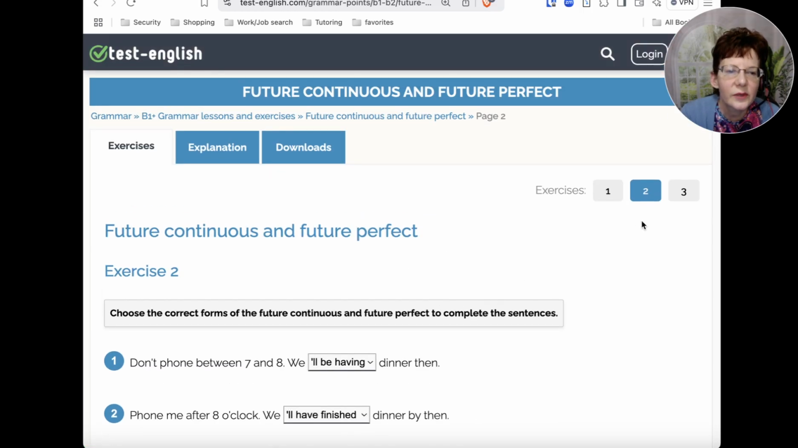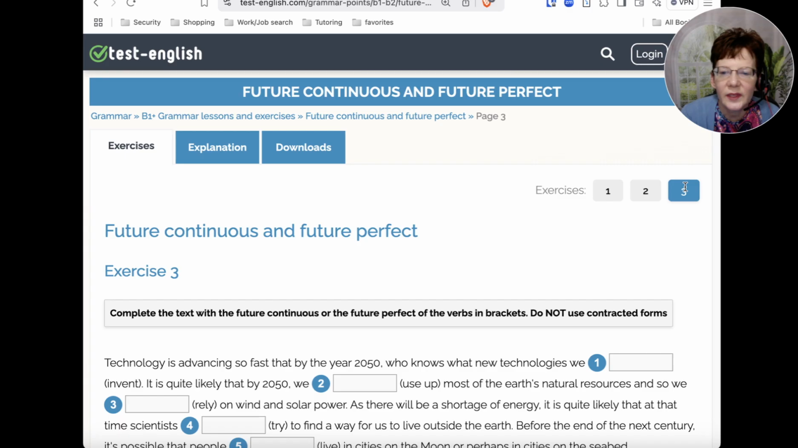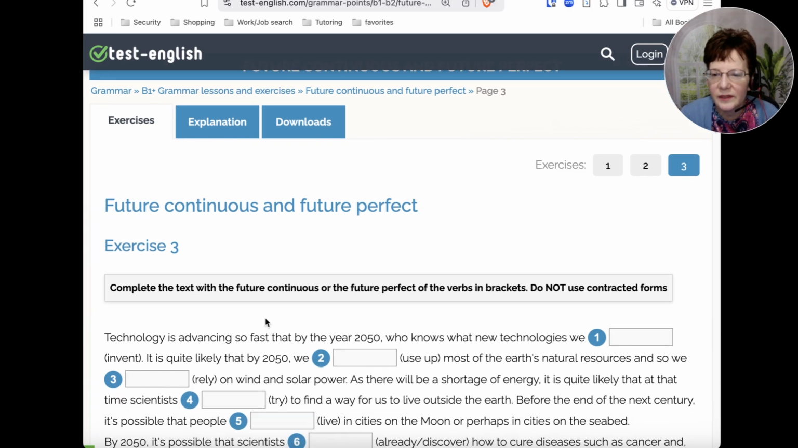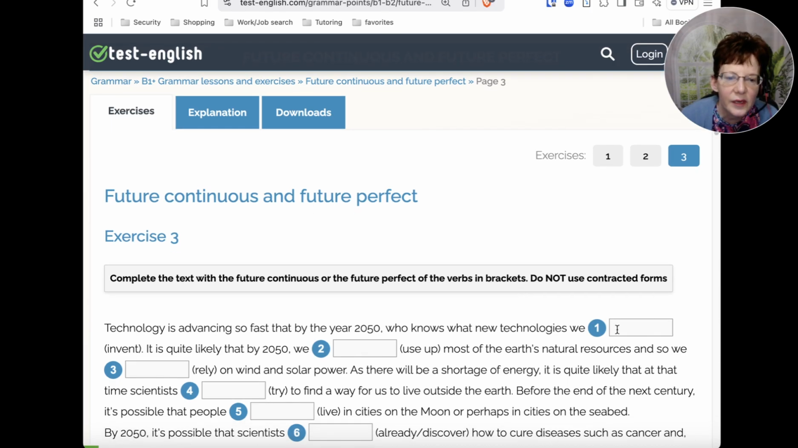Okay, let's see what exercise 3 has. We'll try a few of this paragraph. For the verbs in parentheses, we'll choose either write them in future continuous or perfect. Okay, so technology is advancing so fast that by the year 2050, who knows what new technologies we've got invent. So by this time, right?